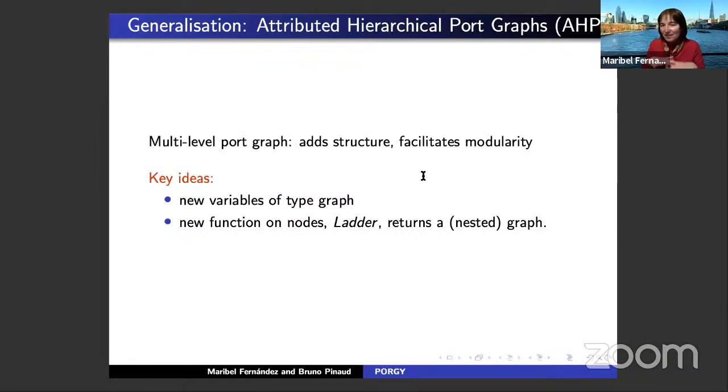So far we showed just the graph and graph rewriting, but you already saw with the derivation tree that we have multi-level graphs. So the derivation tree is itself a graph where the nodes are graphs. This notion, we have formalized it as an attributed hierarchical port graph, where we have two main generalizations with respect to the notion of port graph. We have variables of type graph, and we have a function which we call ladder that allows us to nest graphs. We call it ladder because we think of it as you have a node, but there is a ladder which allows you to go down and to see the graph that is attached to that node.